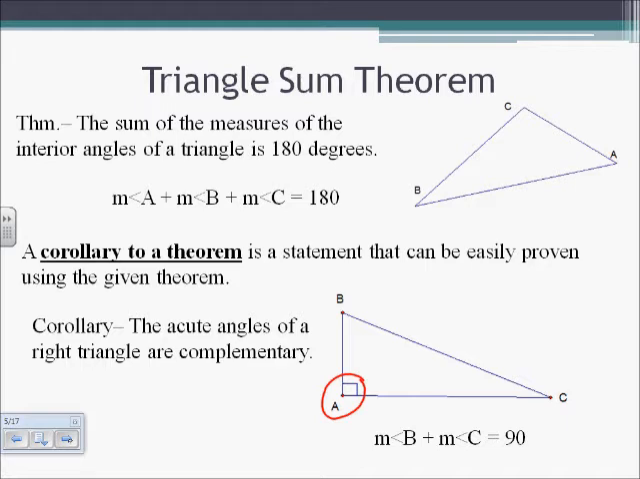And in fact, on our quiz, we're going to be asked to prove both the triangle sum theorem and the corollary to that.